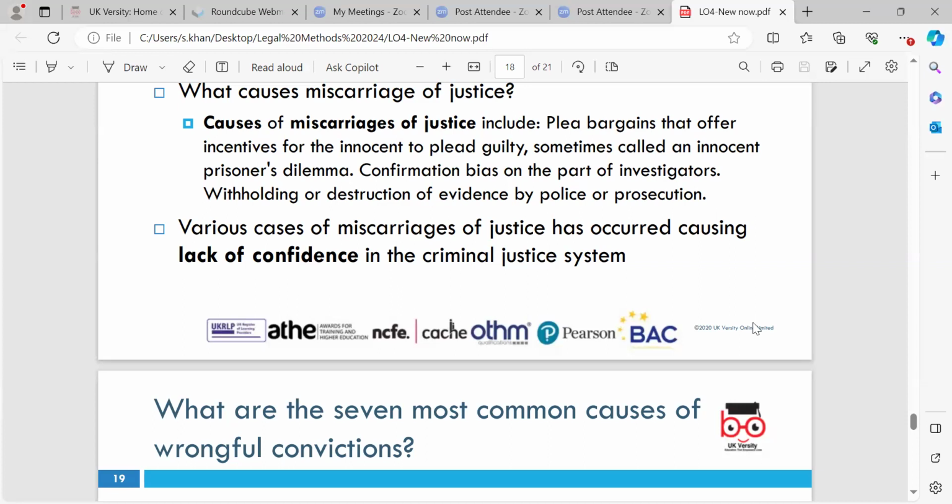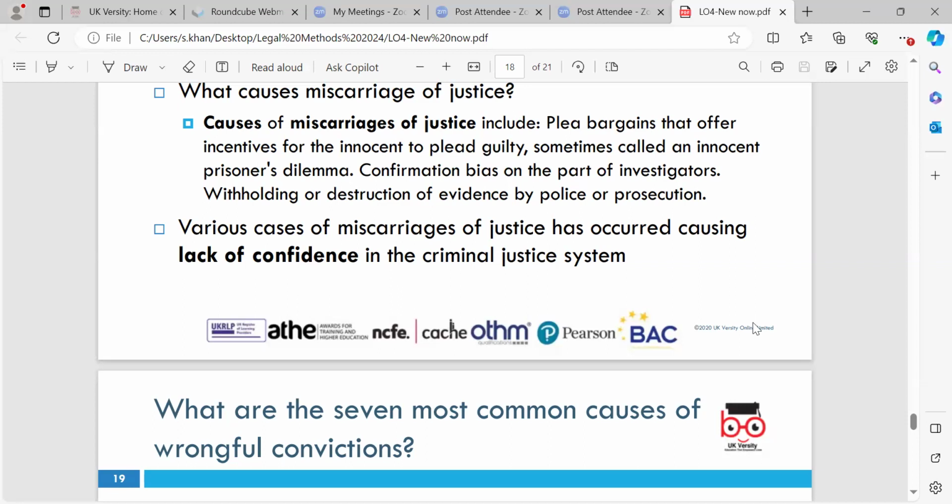Another one, which is one of the most famous miscarriage of justice cases, is the Birmingham 6, which remains one of the most notorious miscarriages of justice in the British system. In 1975, 6 men were convicted of bombing 2 pubs in Birmingham, which resulted in the deaths of 21 people.